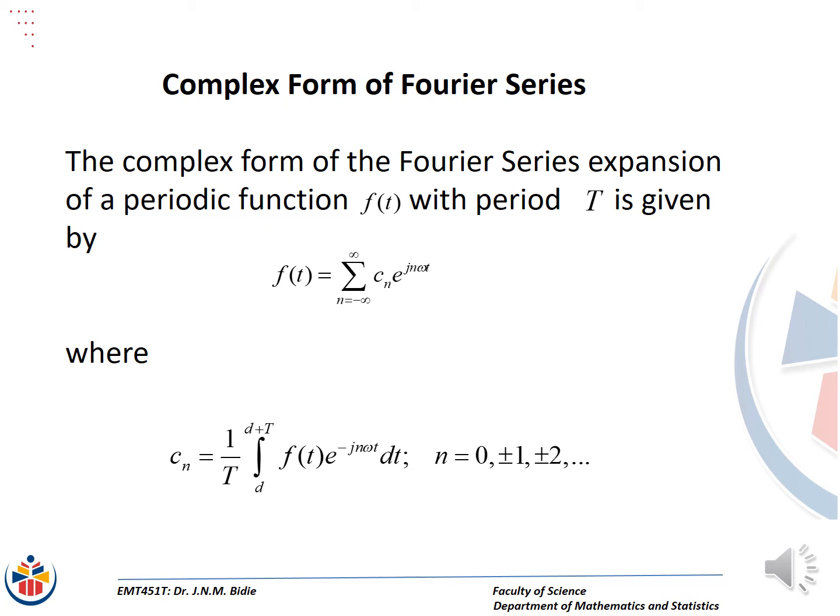The complex form of the Fourier series is only done for periodic functions with period T, and it is given by that summation, where n starts from -infinity to infinity, for the Fourier constant Cn multiplied by e to the power jnωt.